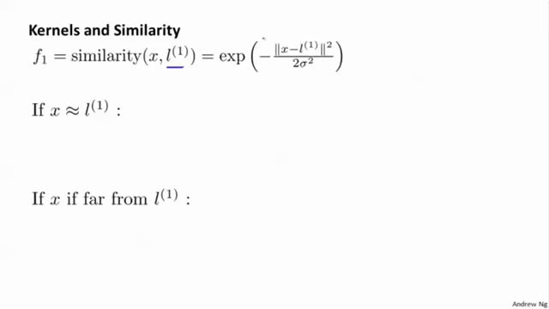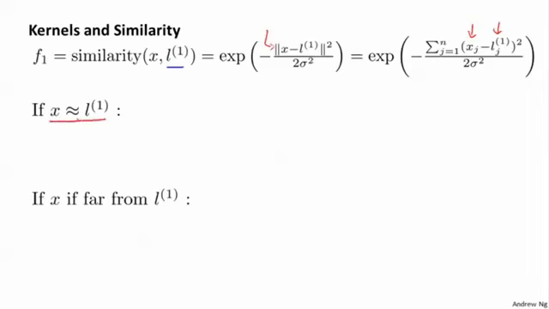Just to make sure we're on the same page about what the numerator term is, the numerator can also be written as a sum from j equals 1 through n of the component-wise distance between the vector x and the vector L. And again, for the purpose of these slides, I'm ignoring x0, the intercept term, which is always equal to 1. So this is how you compute the kernel, or the similarity between x and a landmark. So let's see what this function does.